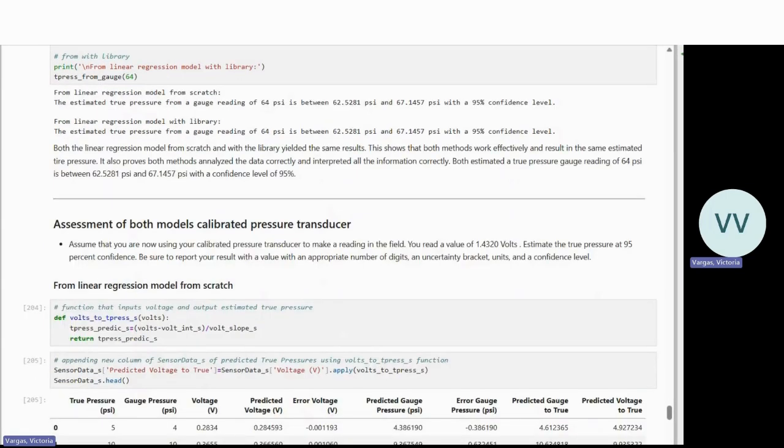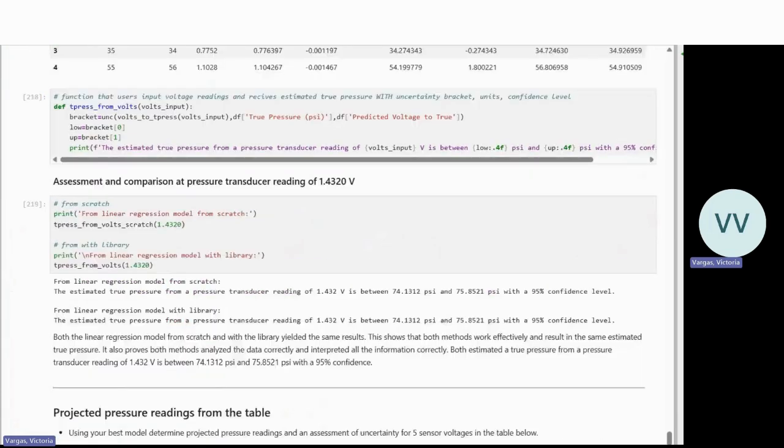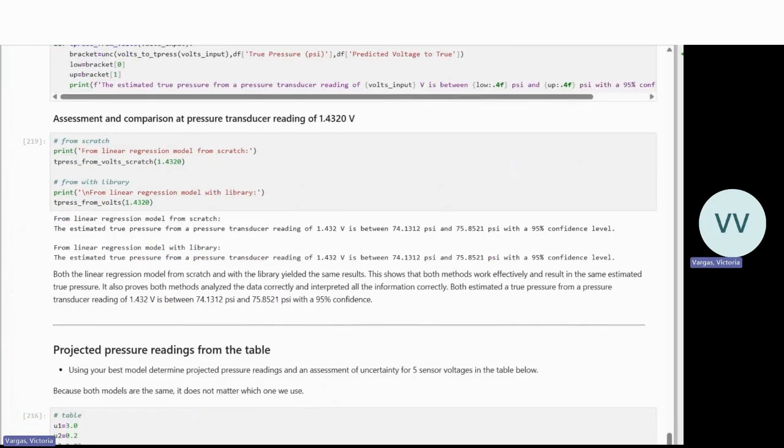And if we actually look at the assessment of both models' calibrated pressure transducer, we would also find that she was able to come to the conclusion that both the linear regression model from scratch and the linear regression model with library yielded also the same results. So this shows that both methods work effectively and both estimated a true pressure from a pressure transducer reading a specific value, in this case voltage.